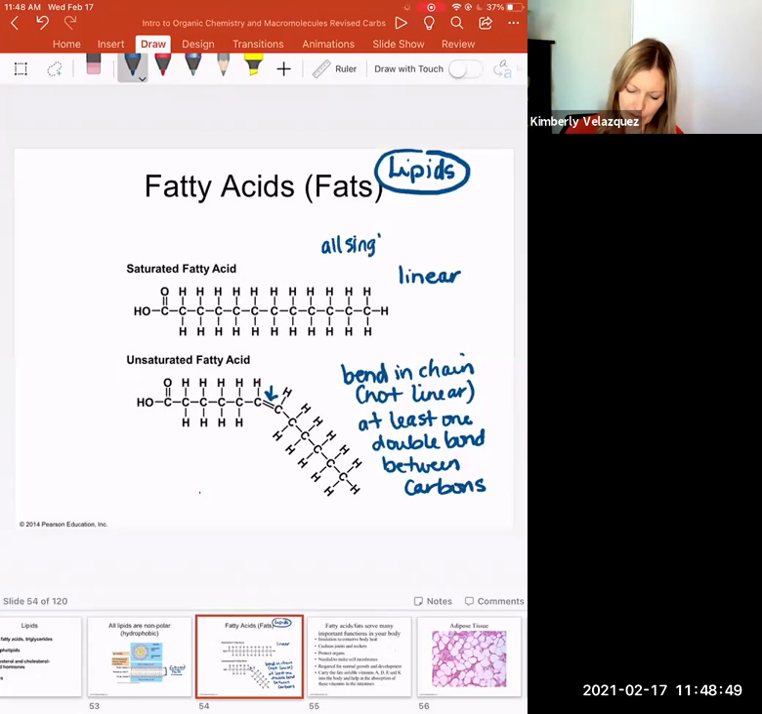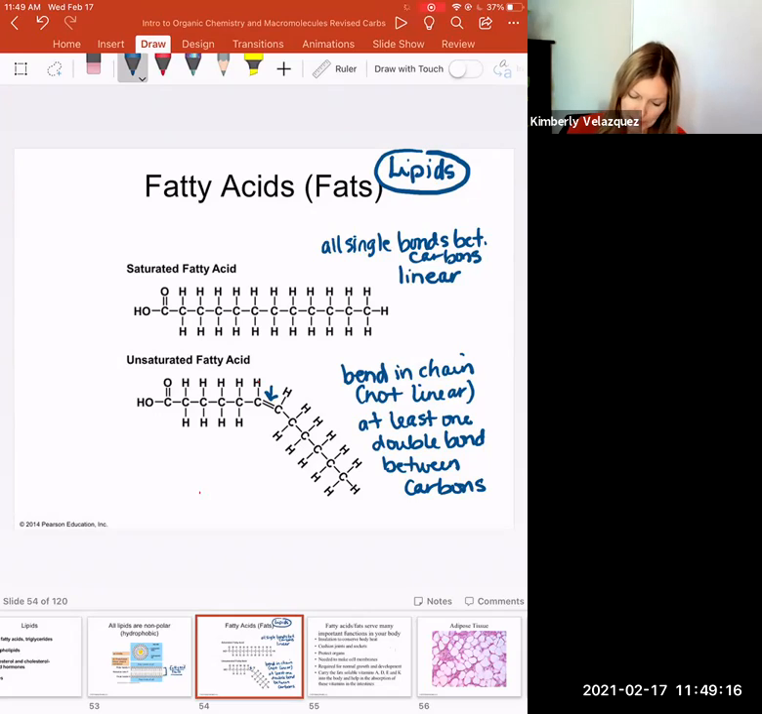So all single covalent bonds between carbons. Sorry, between wouldn't fit there. So that should say between carbons, but it wouldn't fit there. And that's what makes that linear, is the fact that it just has single bonds. That double bond is going to cause the molecule to bend on either side. It's a very rigid bond.